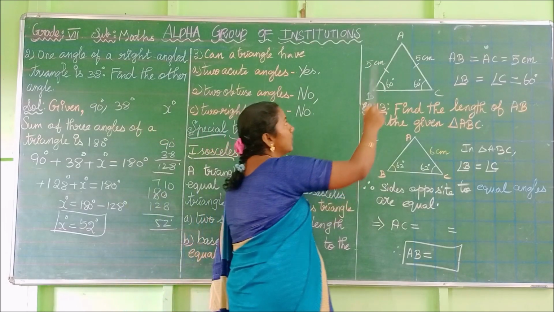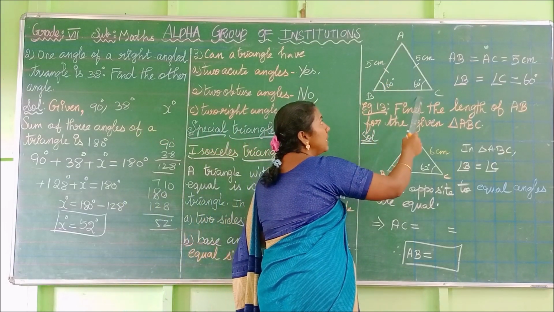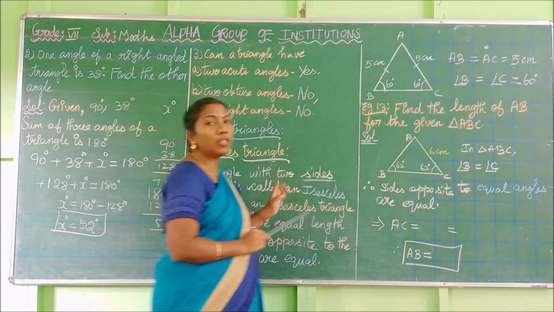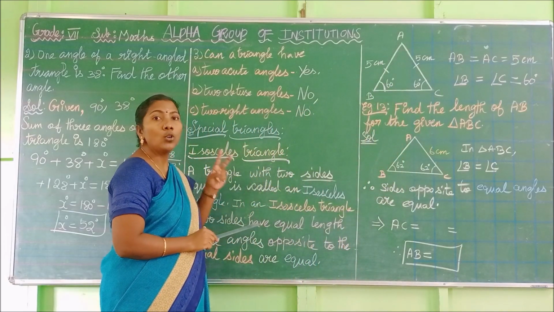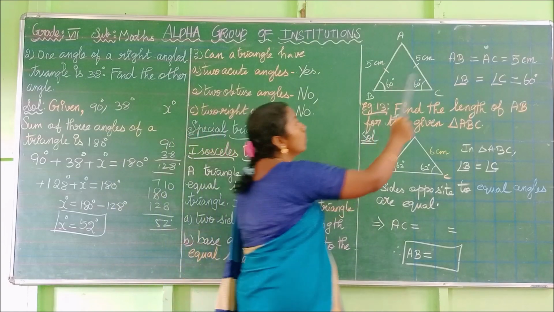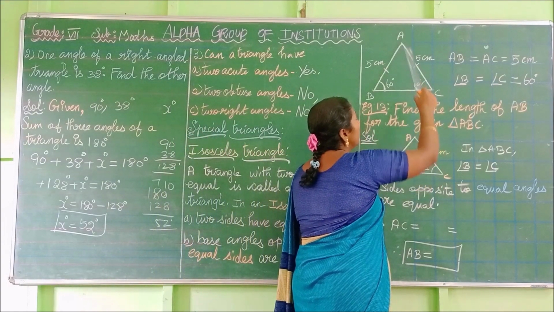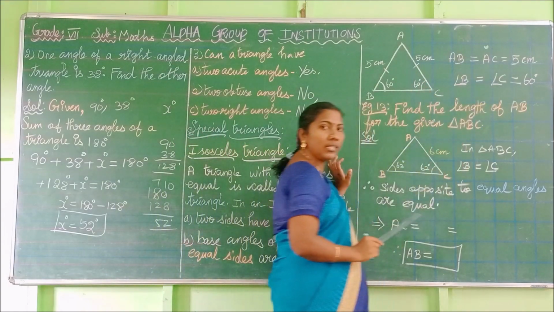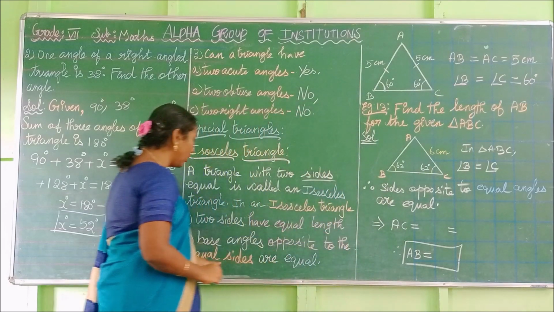What are the three sides of the triangle? AB, BC, CA. So, as per the property of an isosceles triangle, two sides are equal. So, AB equal to AC equal to 5 centimeter. Okay. What is the second one?